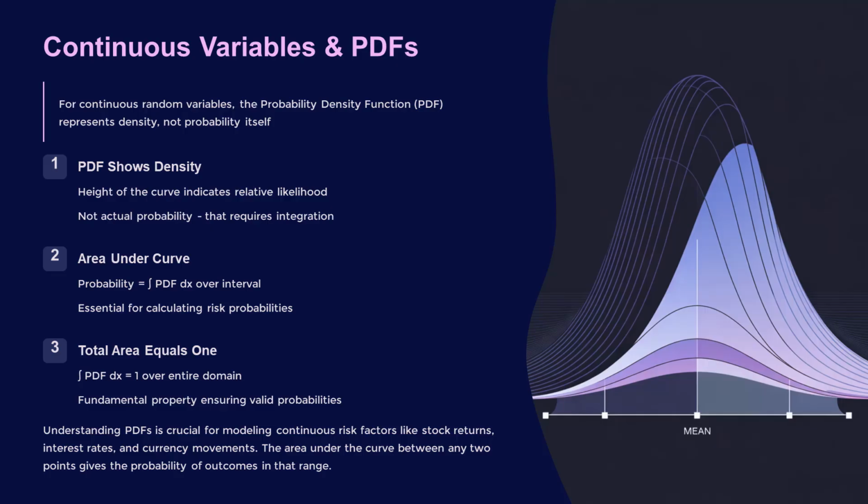Continuous random variables and PDFs. For continuous variables, the PMF is replaced by the probability density function, PDF. Important points. A PDF itself is not a probability. Probabilities come from integrating the PDF over an interval. The total area under the PDF is 1. The most familiar continuous distribution is the normal. Its bell-shaped PDF is fully described by its mean and variance. But remember, real-world financial data often show heavier tails and skewness than the normal allows.